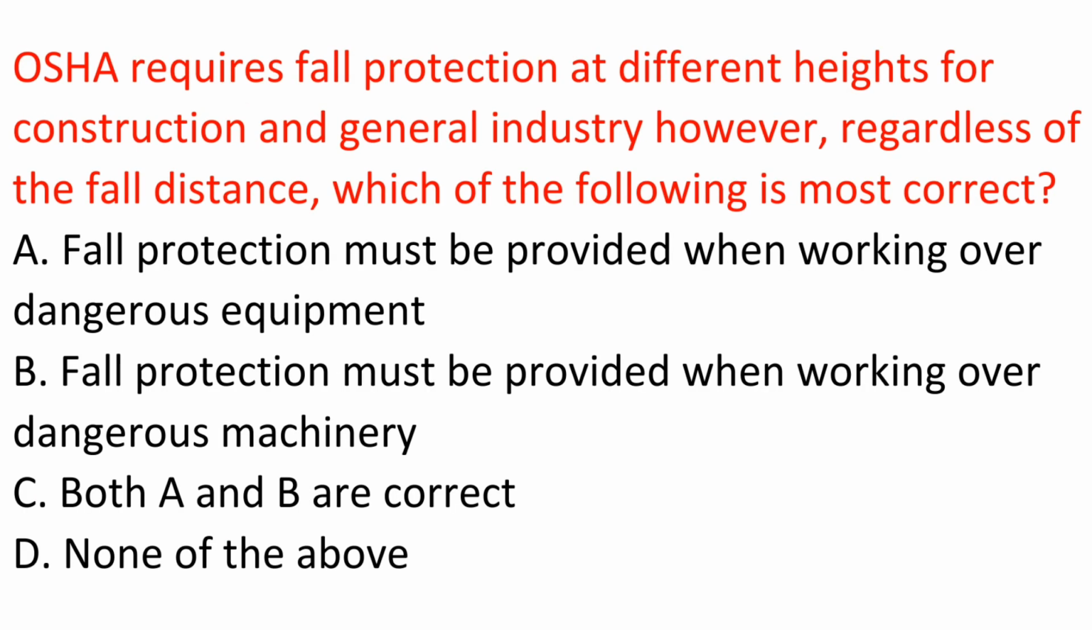Question. OSHA requires full protection at different heights for construction and general industry. However, regardless of the fall distance, which of the following is most correct? A. Full protection must be provided when working over dangerous equipment. B. Full protection must be provided when working over dangerous machinery. C. Both A and B are correct. D. None of the above. Answer. C. Both A and B are correct.